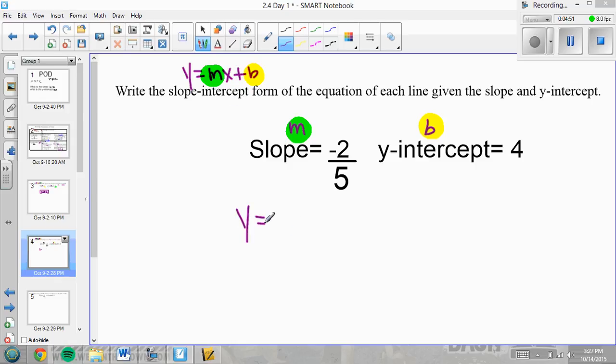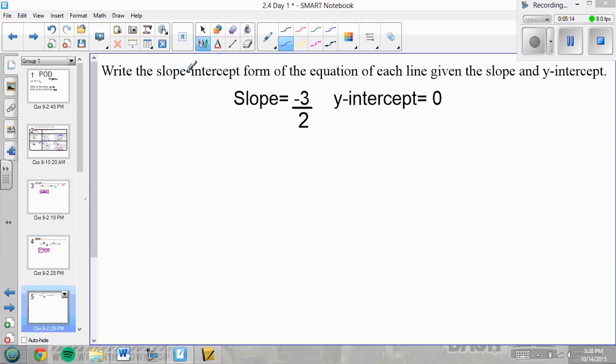Okay, so if we look at this one, we know y equals, my slope was -2/5, and we want to keep x because they didn't tell us anything about x. And my y-intercept is 4. Since there's not a negative with that, we know that's a plus 4. That would be a positive.